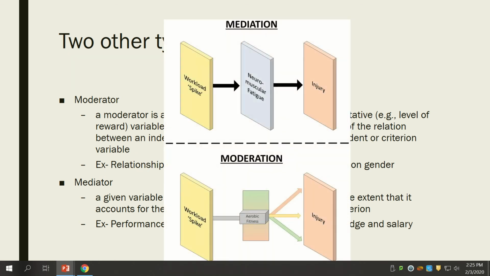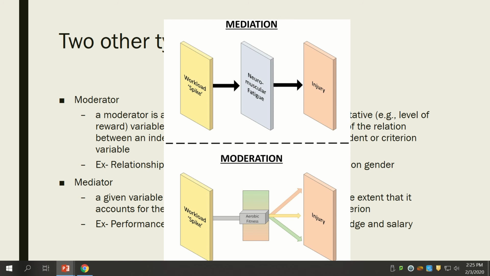So here's what I want you to look at. This figure makes a lot more sense to me. So let's start here at the bottom with moderation. Let's say that we have someone exercising at a given rate, say 100 watts. If all of a sudden we increase the workload to 1,000 watts, there can be an injury. So a moderator variable, in this case, would be level of aerobic fitness.